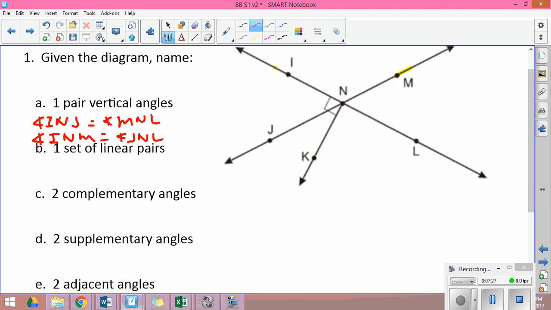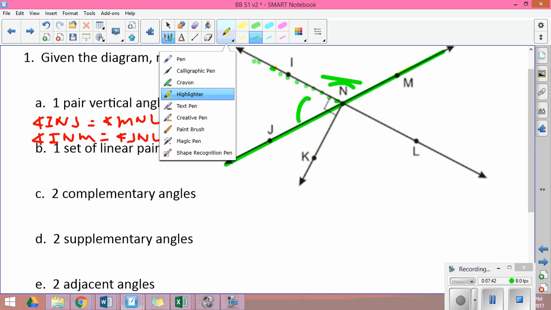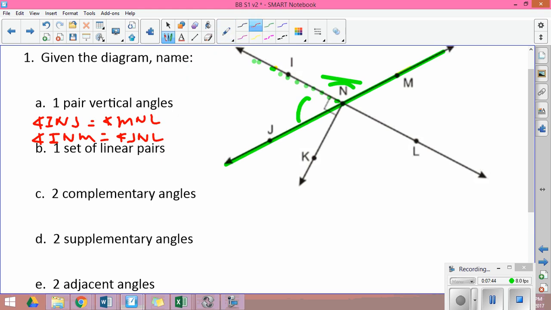Again, I'm going to look for a line. This is where colored pencils are really nice. I look at this line right here, and I see this ray right here forms two angles. Those become my linear pairs. And so I would say angle JNI plus angle INM are equal to 180.